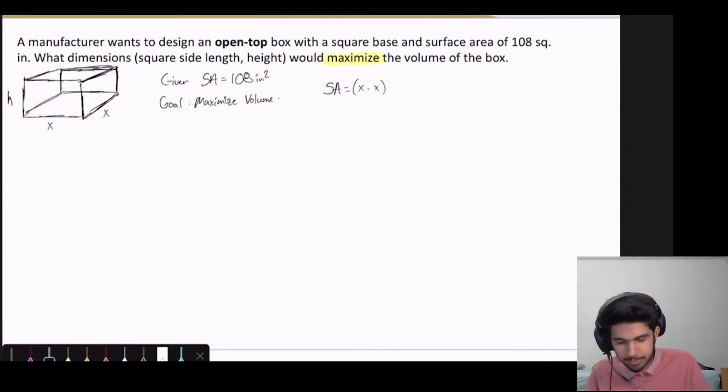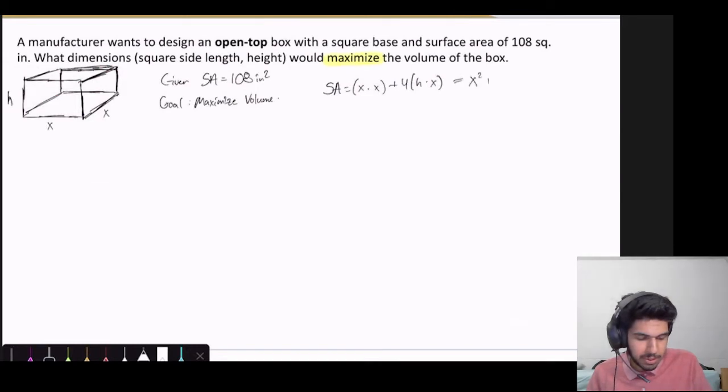Now we'll consider the upright sides. This side here has height h, length x, so this has area hx. But before we write that down, let's look at this other side here. That also has length x and height h, so that area is also hx. Similarly, the back one is hx, and this last side is hx. So this is plus 4 times h times x. In total we get x squared plus 4hx, and that equals 108.